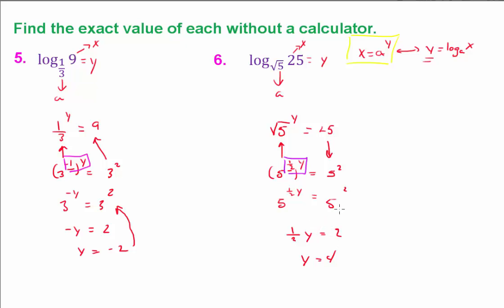All right, so that's how you evaluate a logarithmic expression without using a calculator, and that's when we can find a common base. Now we will see problems later on where we don't have a common base, and so we'll have to use a different strategy to solve these.